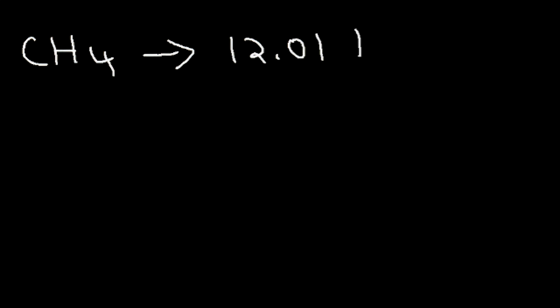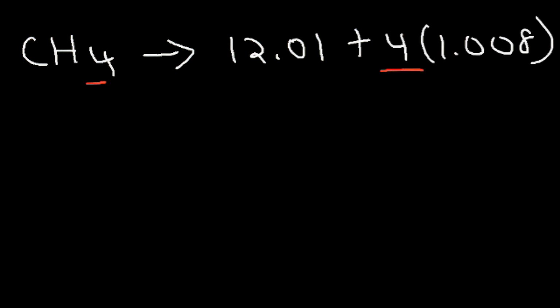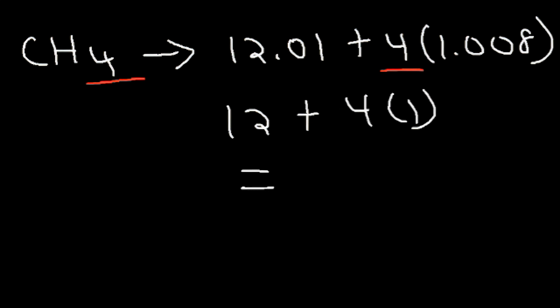Now let's say you wanted to calculate the molar mass for CH4. How would you do it? All you need to do is add up the atomic masses for every atom in that molecule. Carbon has an atomic mass of 12.01, and for hydrogen it's about 1.008, but times 4 since we have 4 hydrogens. So let's round it and say this is 12 and hydrogen is 1. So the molar mass of methane is about 16 grams per mole.